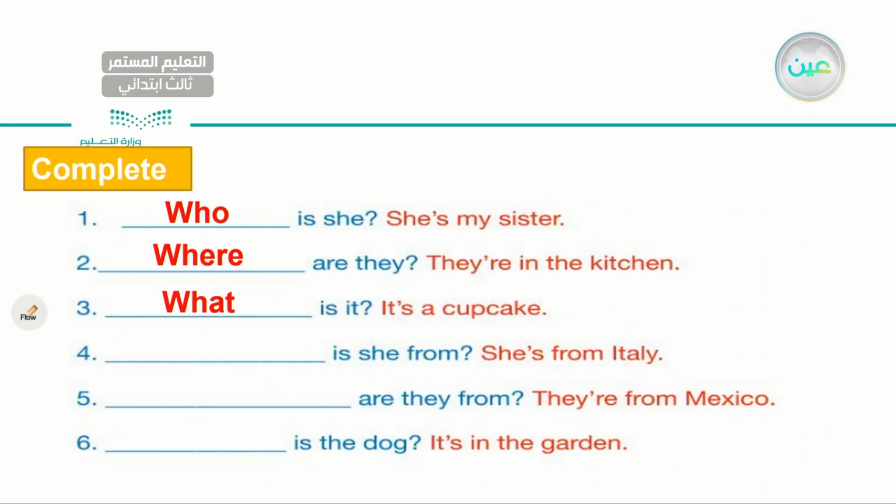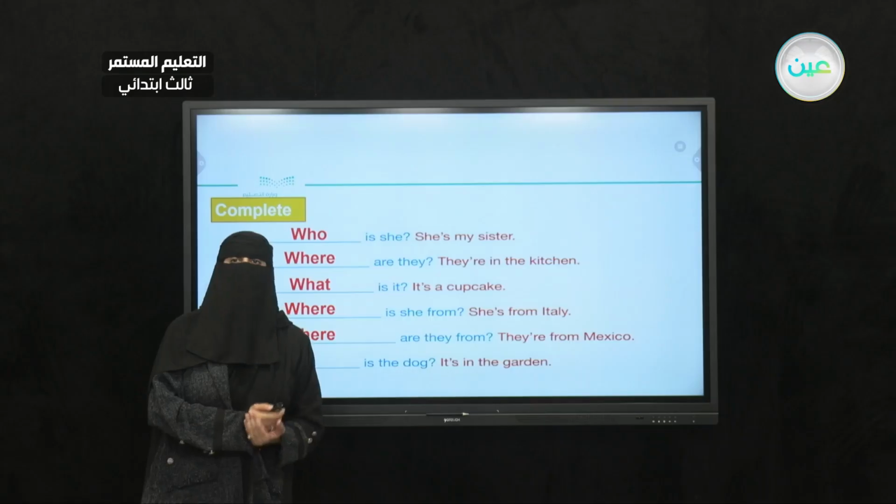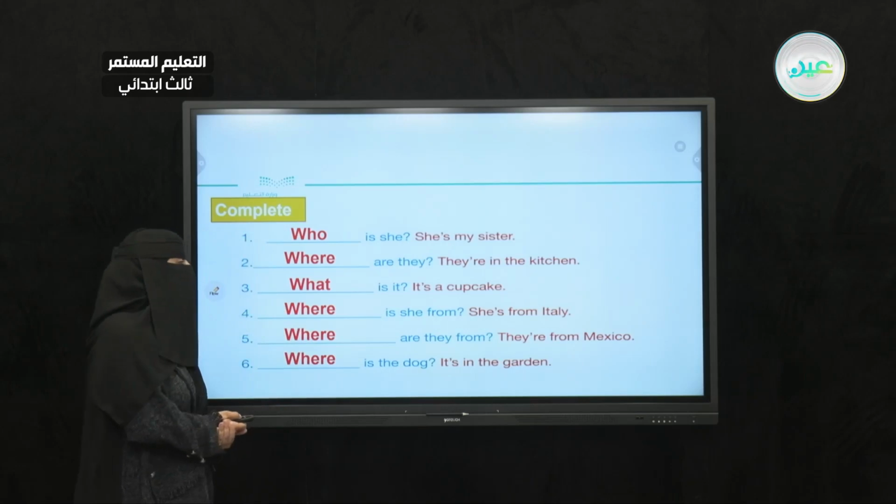Very good. Number 4. Is she from? She is from Italy. What do you think? I'm asking about a place, a country. Where is she from? She is from Italy. Very good. Number 5. Are they from? They are from Mexico. Similar to number 4. Where are they from? They are from Mexico. And number 6. Is the dog? It is in the garden. Place, location. Where is the dog? It is in the garden.